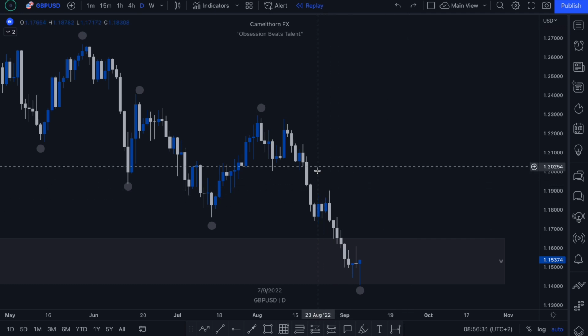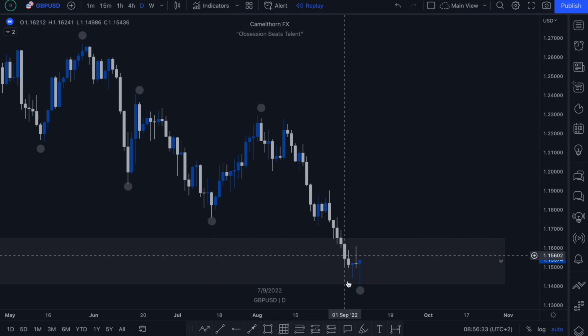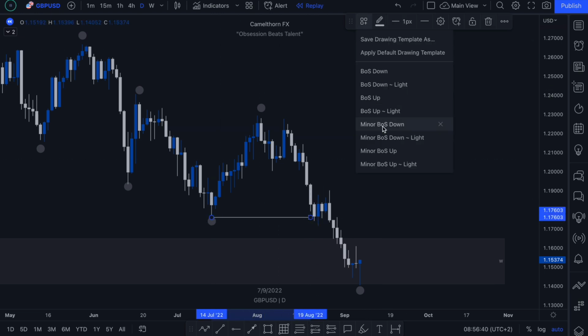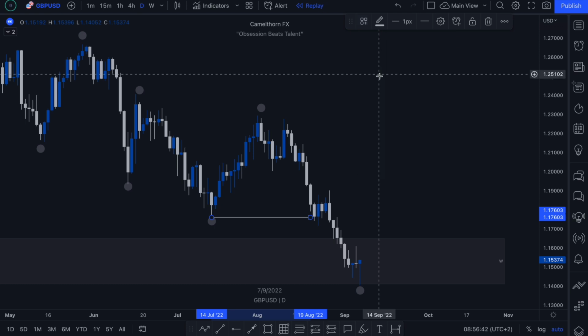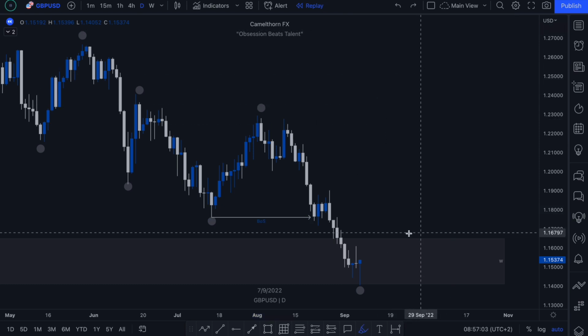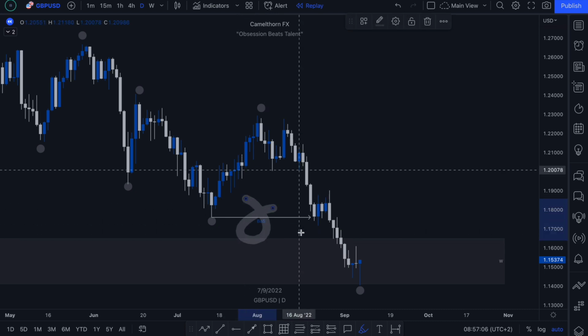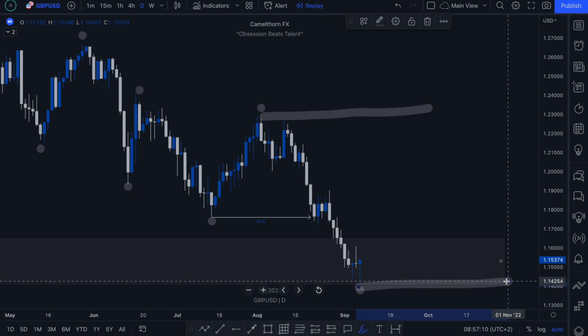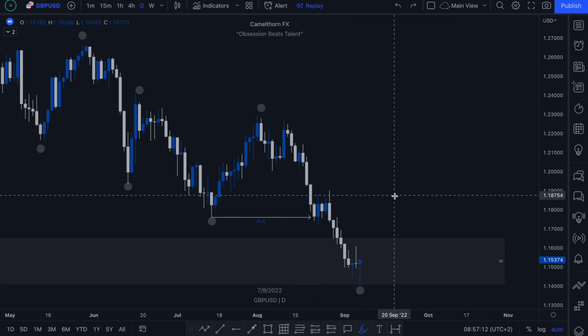What I now want us to do is mark out our most recent break of structure to the downside, which would be this one in here. So this would be our major break of structure to the downside. Now the reason I want us to mark out this particular break of structure is because it then gives us a very clear daily bearish leg that we're playing within.